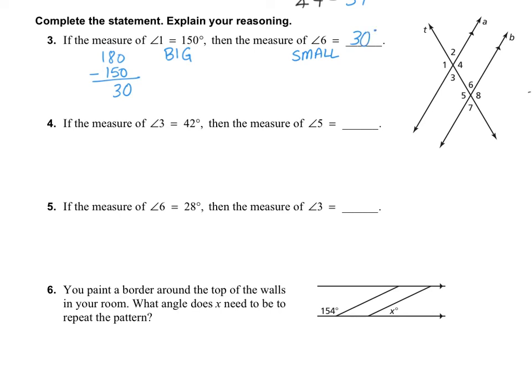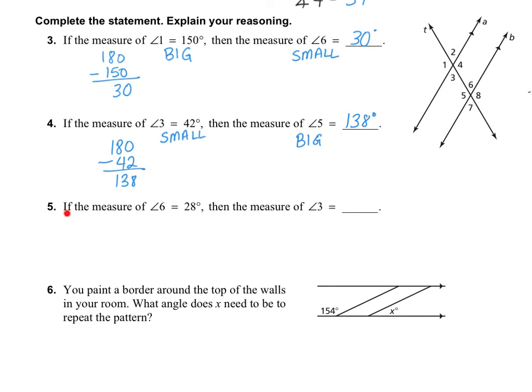All right, let's take a look at number 4. If the measure of angle 3, so angle 3 is here, that's a small angle, is 42. So we want to find the measure of angle 5, which is a big angle. So the small angle is 42. We need to find the big angle. So we're going to take 180 and subtract 42, and we're going to get 138. So that means my answer is 138 degrees.